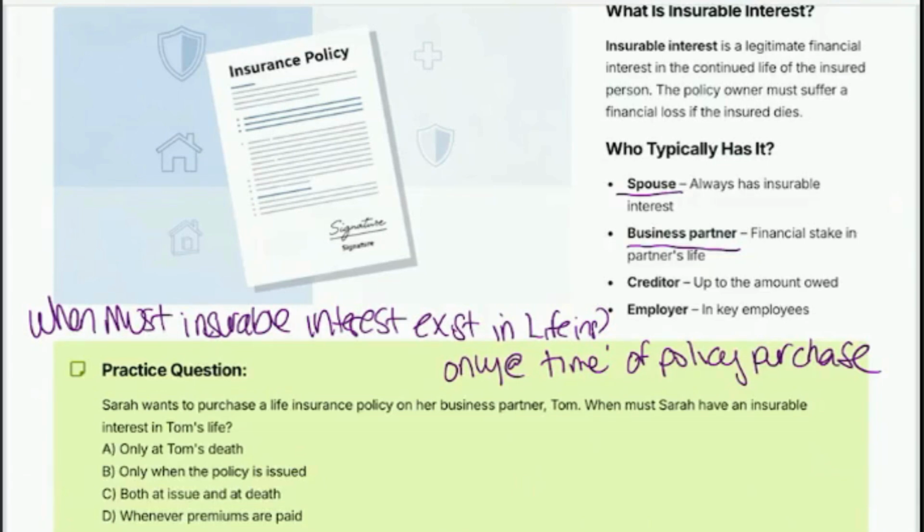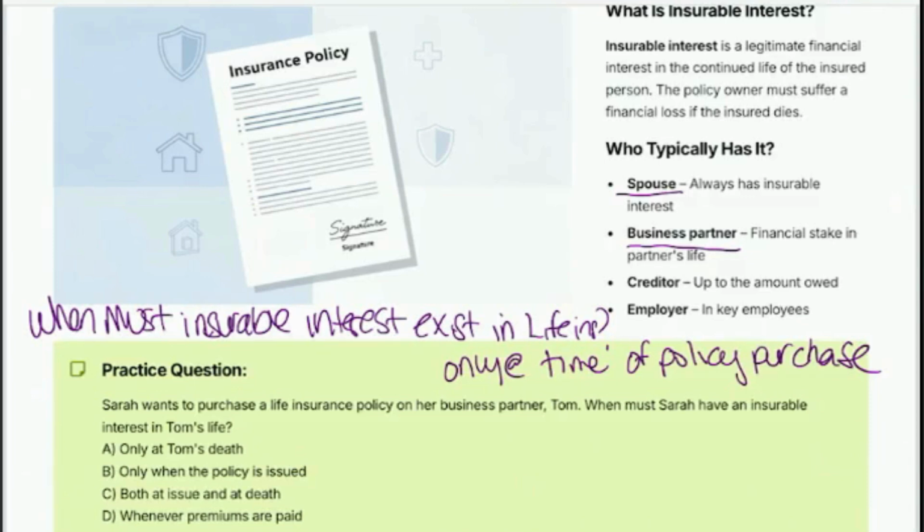And actually, you don't have to have insurable interest with the beneficiary, right? You could put anybody and anything as the beneficiary. We'll get into that in the life insurance policies, but if you own the policy, if you're going to go buy the policy on somebody else's life. So in this situation, Sarah wants to purchase life insurance on her business partner because she's going to be the owner of the policy. So it must only exist at the time of the policy purchase.